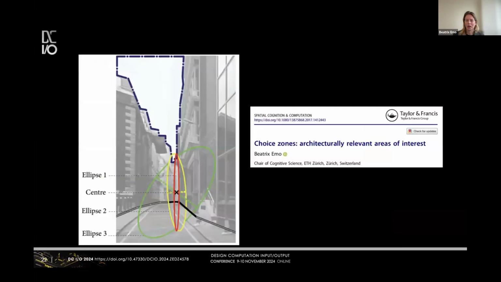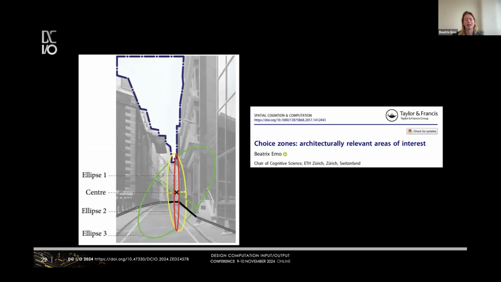I went one step further, and I thought, isn't it interesting that people are looking at very specific areas, and could you maybe use this kind of spatial geometric analysis to predict where people are going to look when they're navigating around spaces?